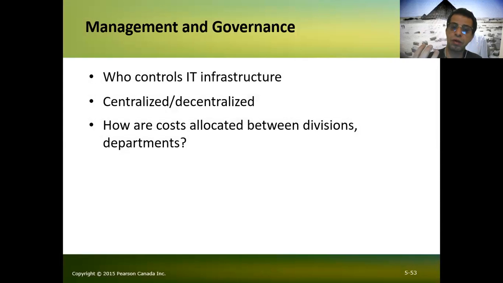The other issue is who controls the IT infrastructure. The IT people usually have a tendency to like to control the IT infrastructure, and the business people like to outsource this headache. Centralize or decentralize, and how are the costs allocated between divisions and departments when they are centralized or decentralized? When more than one department or more than one location is using the same application, how do you divide this costing?